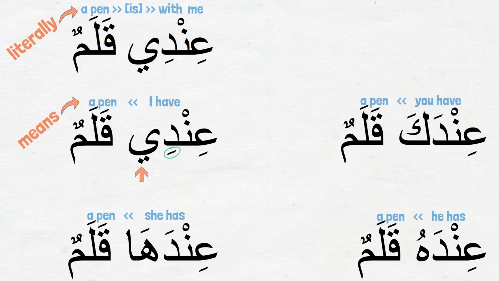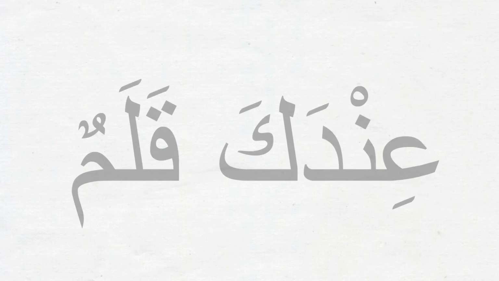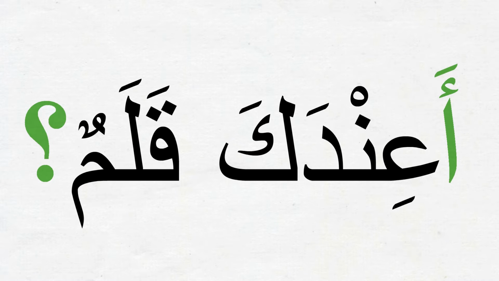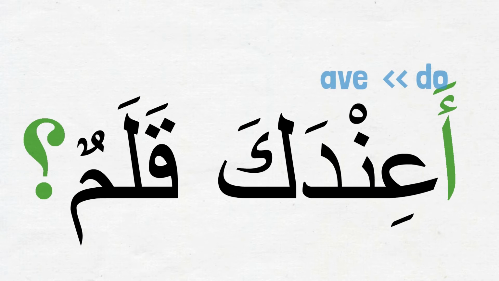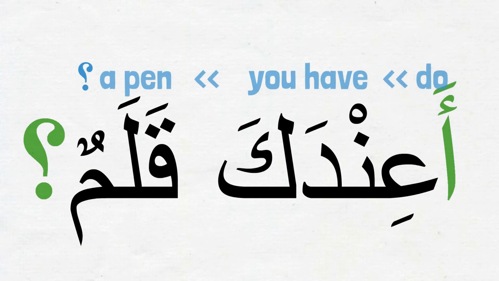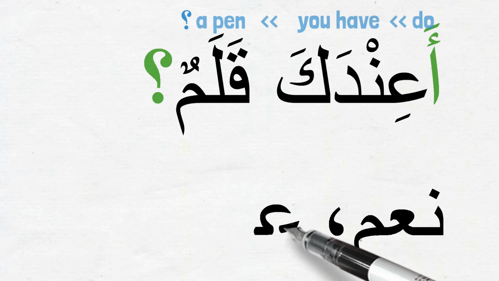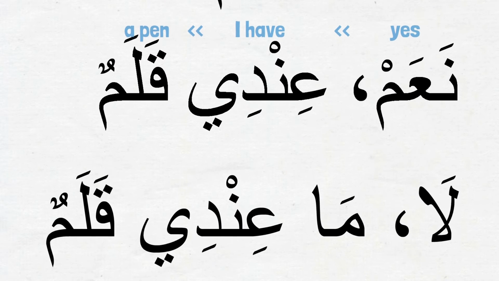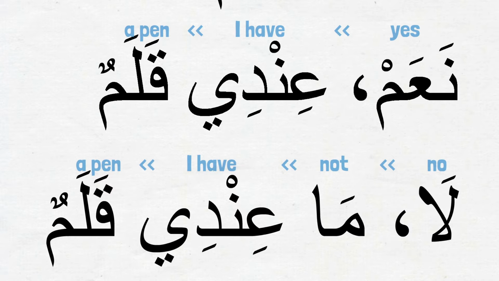So we say Indi. Now let's convert the sentence Indaka qalamun to a question. All we need to do is add our usual interrogative harf alif with hamza at the beginning and change the tone to a question, and that's it. Instead of saying Indaka qalamun, we say Indaka qalamun? Do you have a pen? Now the answer can be either positive or negative. If you want to say yes, I have a pen, we start with the harf na'am and we say na'am indi qalamun.